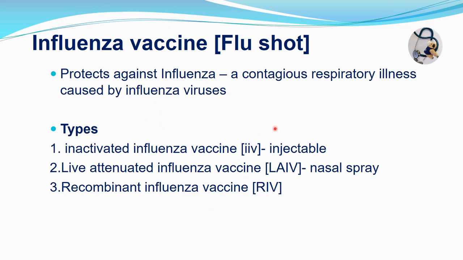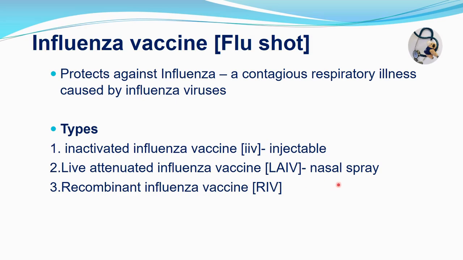Starting with influenza vaccine, also known as flu shot. This protects against influenza, a contagious respiratory illness caused by influenza viruses. The types of vaccines available: number 1, inactivated influenza vaccine, which is an injectable vaccine, and this is the most popularly and commonly used.